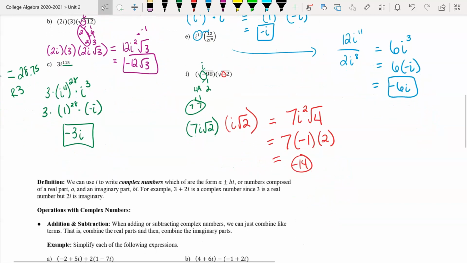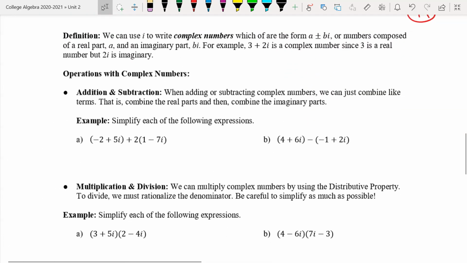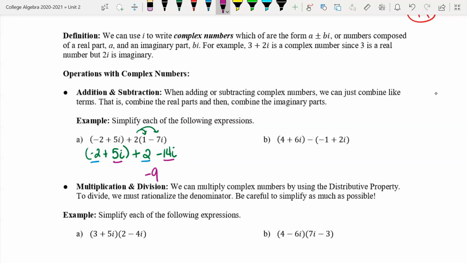The next part, operations, so we can still add and subtract with imaginary numbers. So simplify each of the expressions. The first thing I would do here is distribute. So you get negative 2 plus 5i plus 2 minus 14i. Now I can just combine. The only thing you can combine is the real numbers, and the imaginary numbers are their own unit that I combine. So when you do this, negative 2 plus 2 is 0. 5i minus 14i is negative 9i. So that's your answer. So adding and subtracting is pretty easy because all you can do is combine the real numbers and the imaginary numbers.